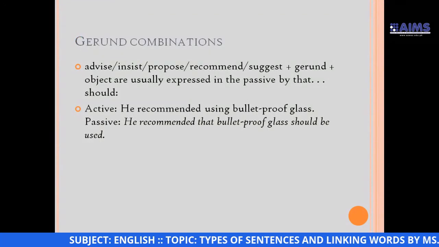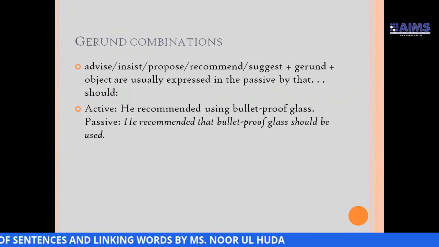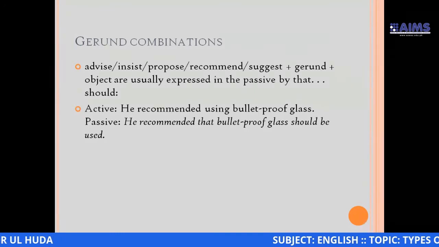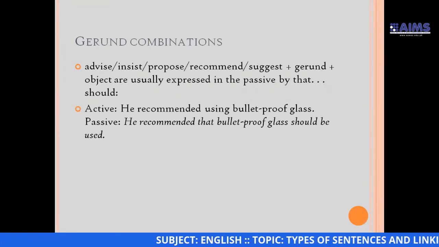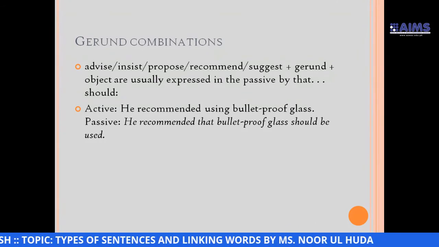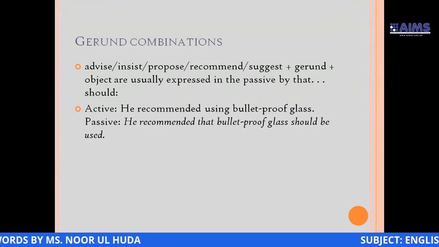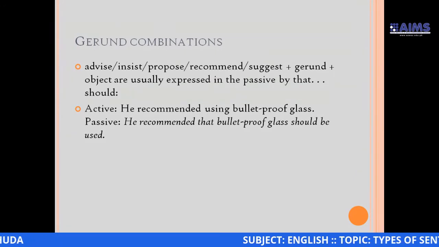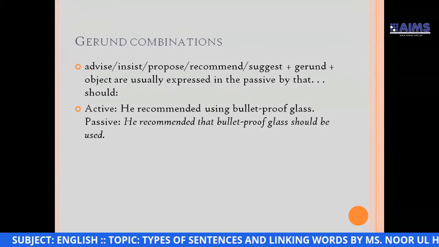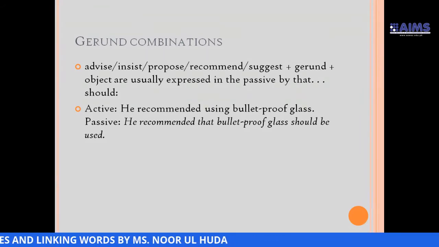Okay, now the gerund combination. What is the gerund? Gerund is the -ing form of the verbs which are not used as the verb but which are used as the noun. Advise, insist, propose, recommend, suggest plus gerund plus object are usually expressed in the passive by that or that should. He recommended using bulletproof glass.